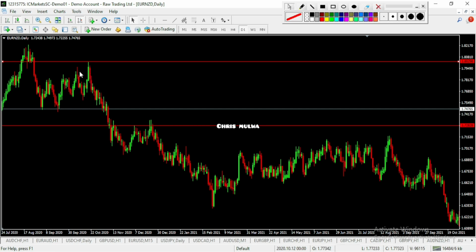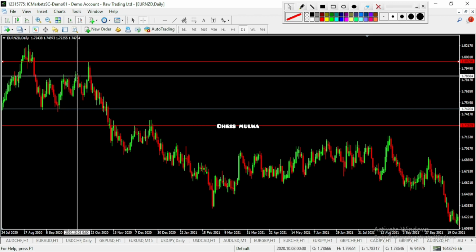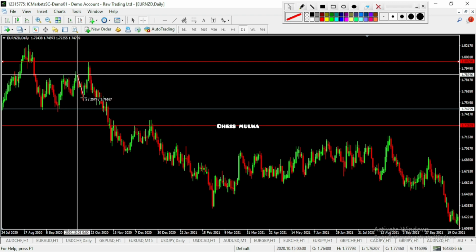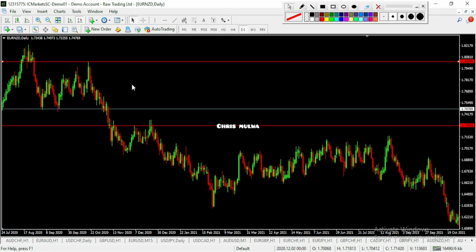Please do not take this for granted. Remember that we are on a daily time frame. From here, my friend, let me show you. From here, where I'm quoting that pin bar, to here, it's 286 pips. So it's not small. That is even enough for a week when you have good lot size.